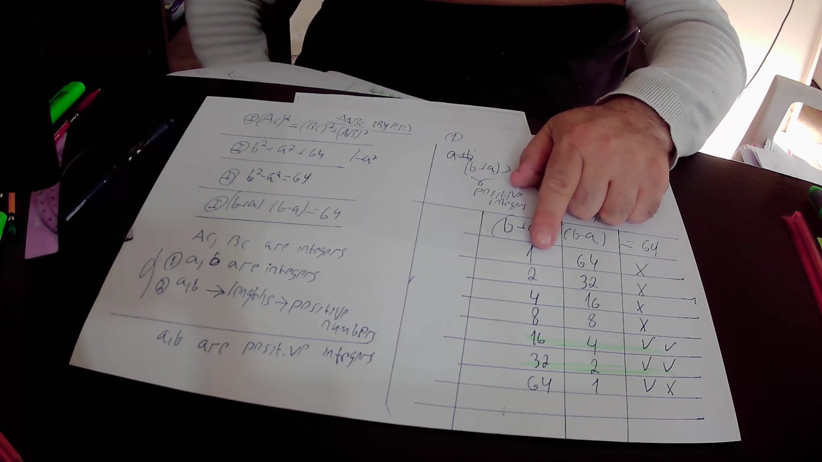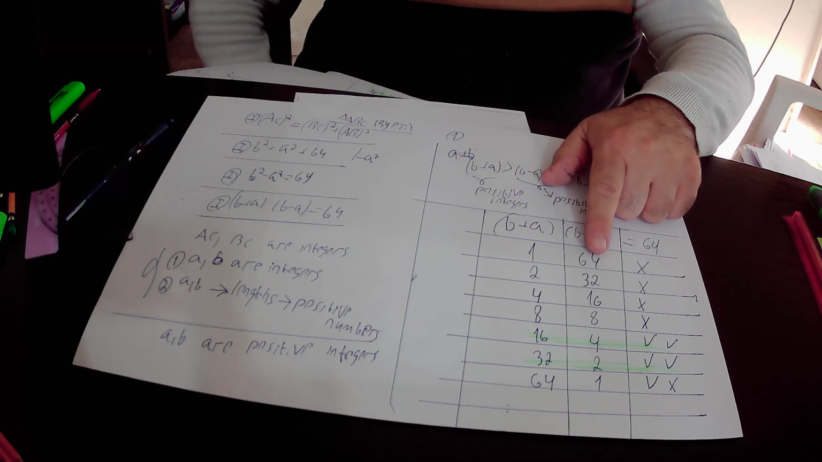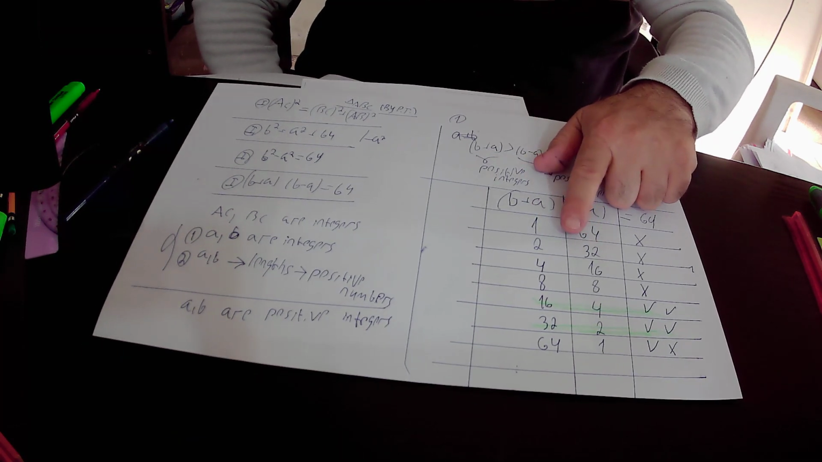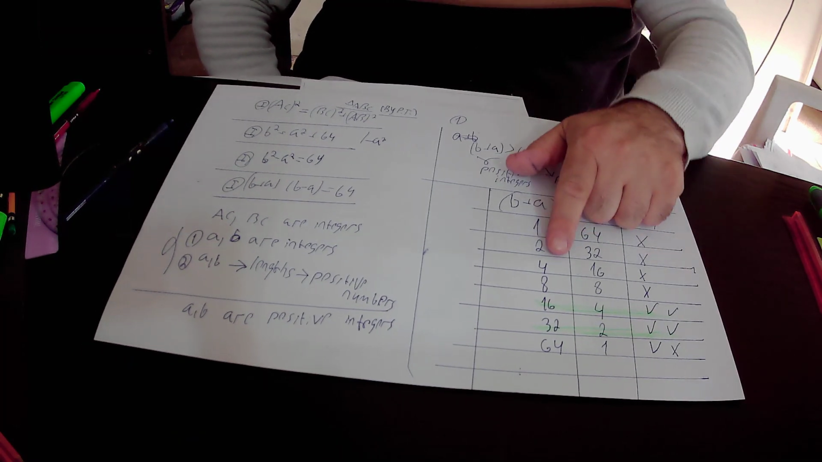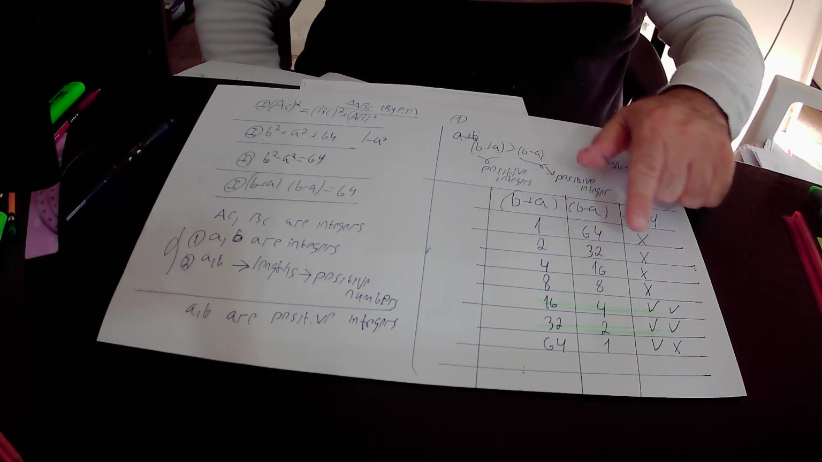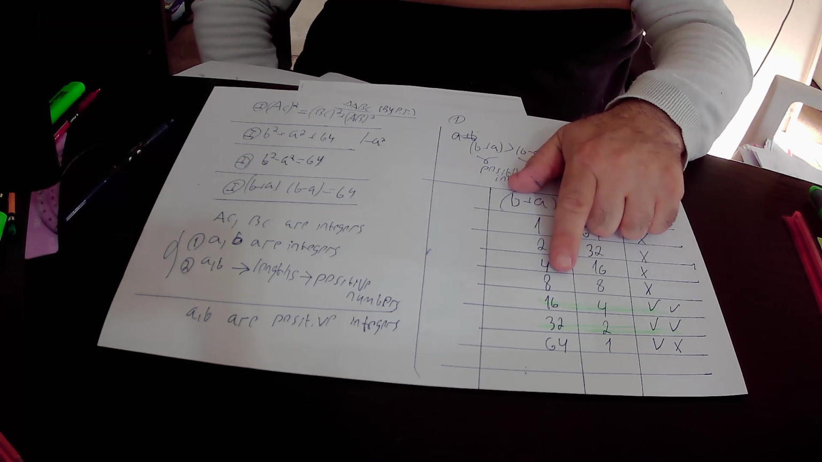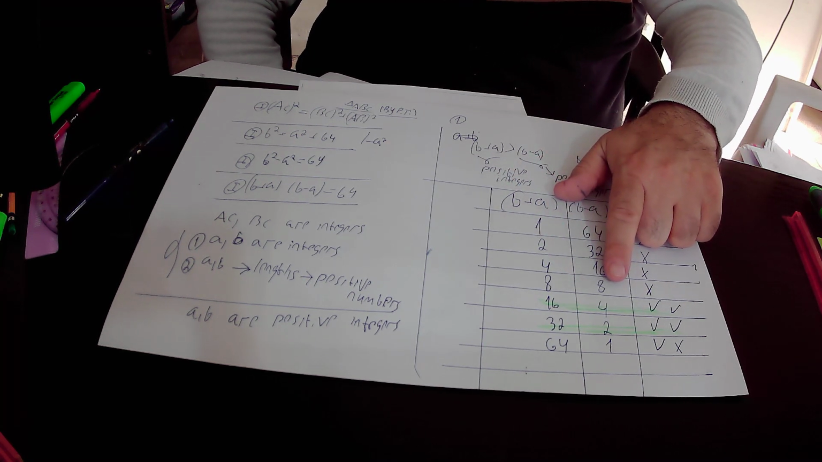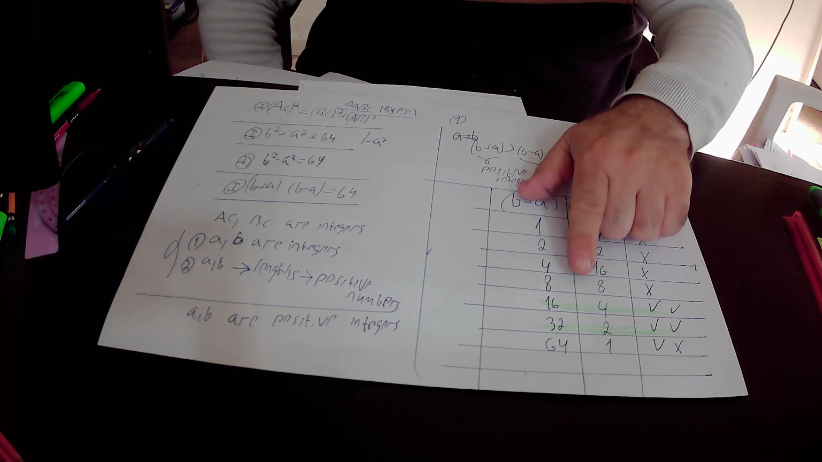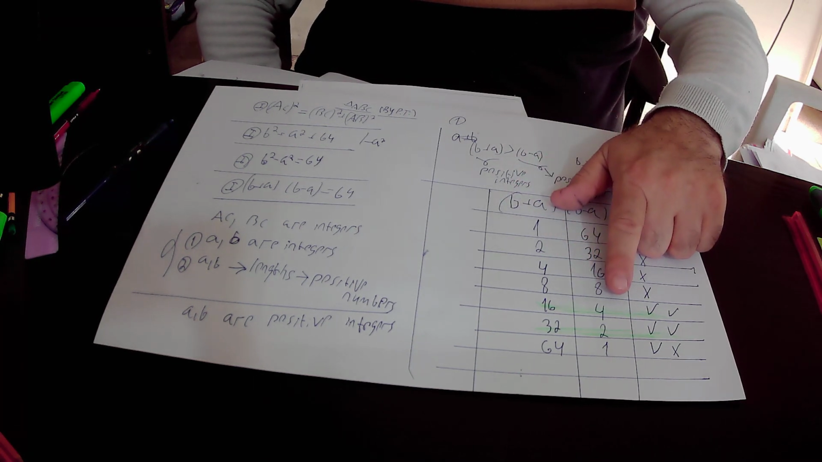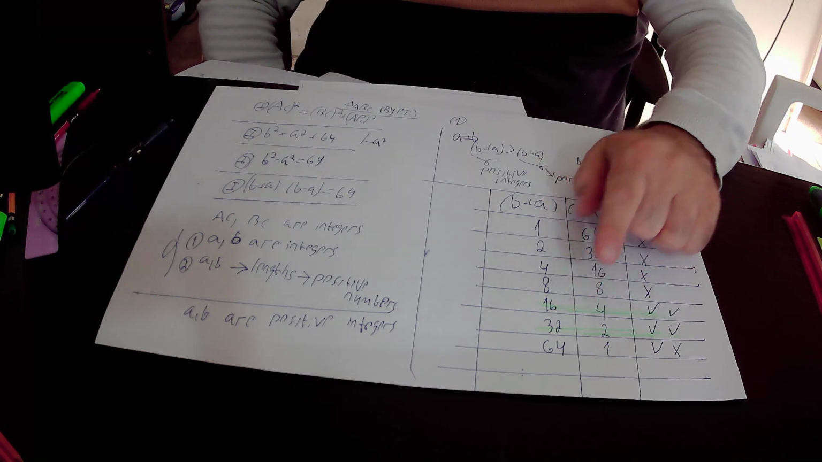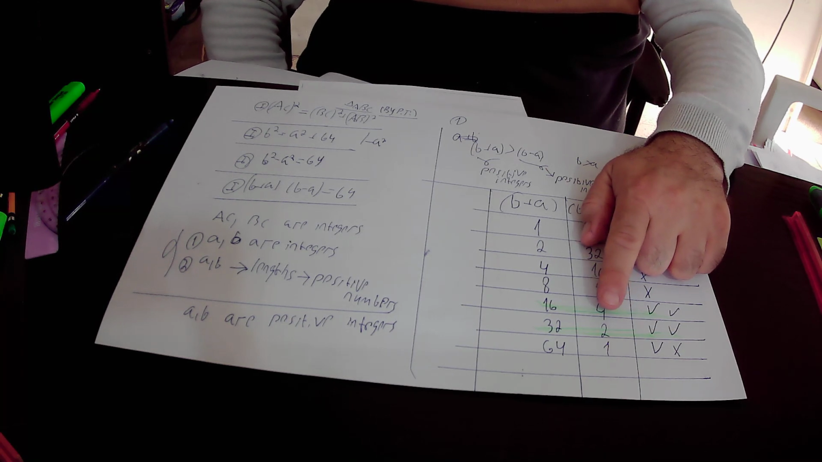The first number could be 2, and the second number is 32, and 2 times 32 is 64. The first number is 4, and the second number is 16, and 4 times 16 is 64. The first number is 8, and the second number is also 8, and 8 times 8 is 64. The first number must be 16, and the second number must be 4, and 16 times 4 is 64. The first number is 32 and the second number is 2, and 32 times 2 is 64. The first number is 64 and the second number is 1. So 64 times 1 is 64.